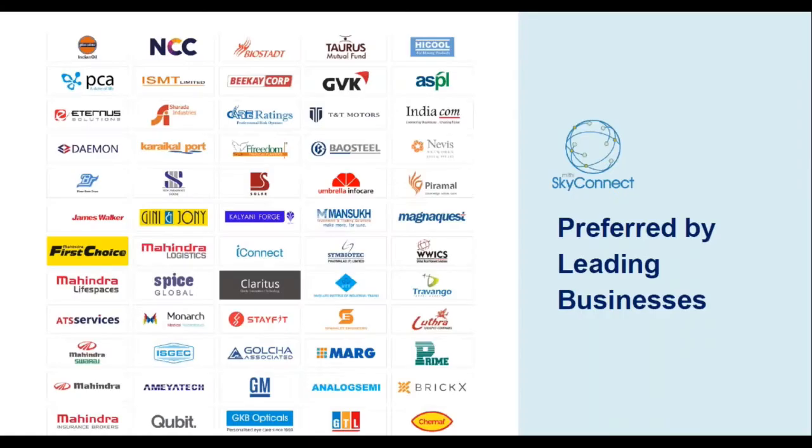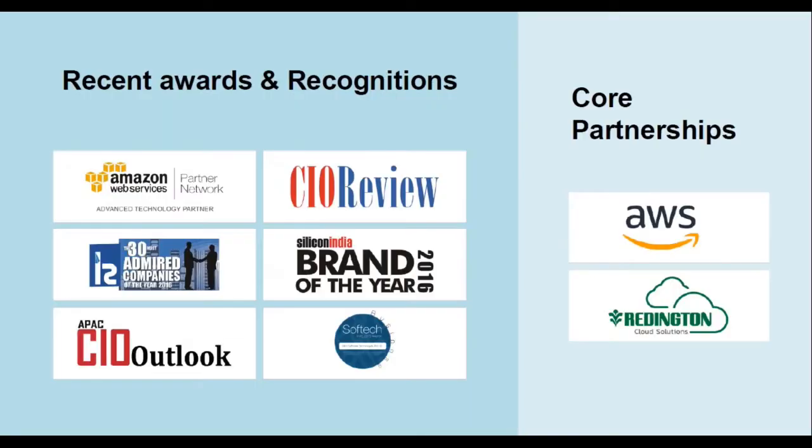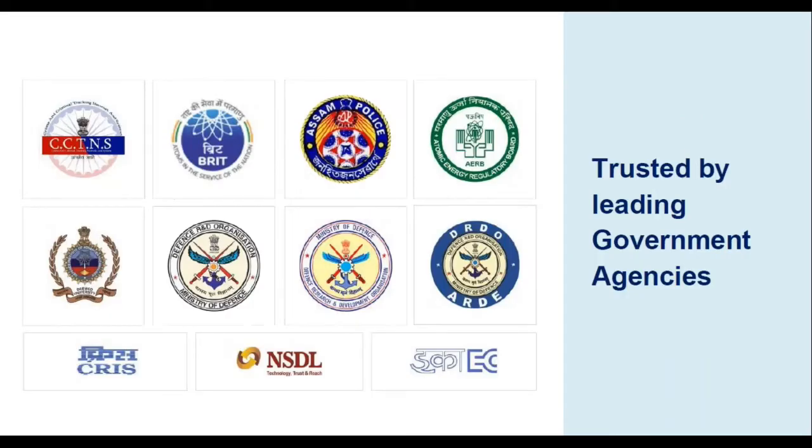These are some of the customers that we have. This is mostly our private customers. These are some of the awards that we have received last year. These are some government logos that we have: CCTNS, DRDO headquarters, NSDL, CRIS, ECIL. So these are some of the important government and PSUs that we have. We have DIAT, which is into education.